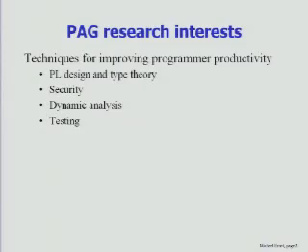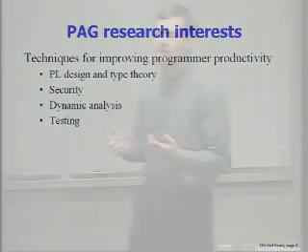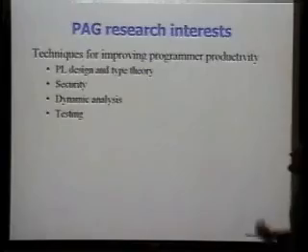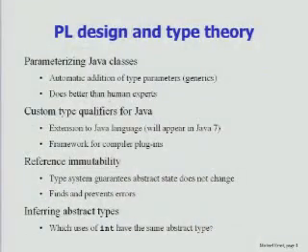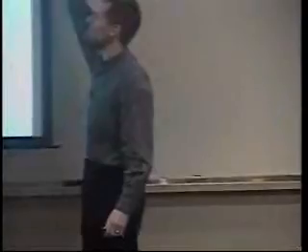So essentially, my group, the Program Analysis Group, is interested in ways to improve programmer productivity. We're interested in software engineering. And you could divide our work into 4 general areas: programming language design and type theory, security, dynamic analysis, and testing.